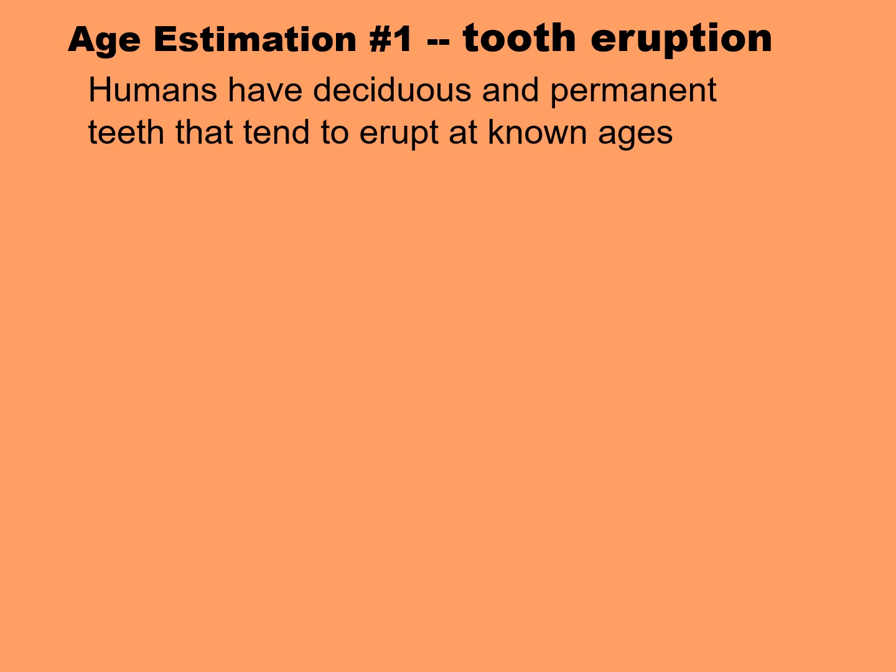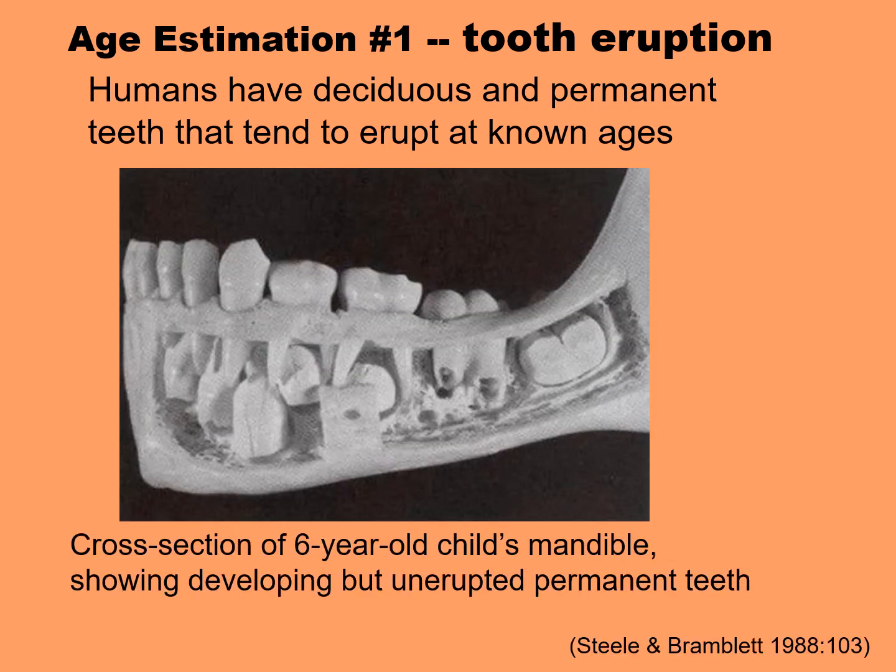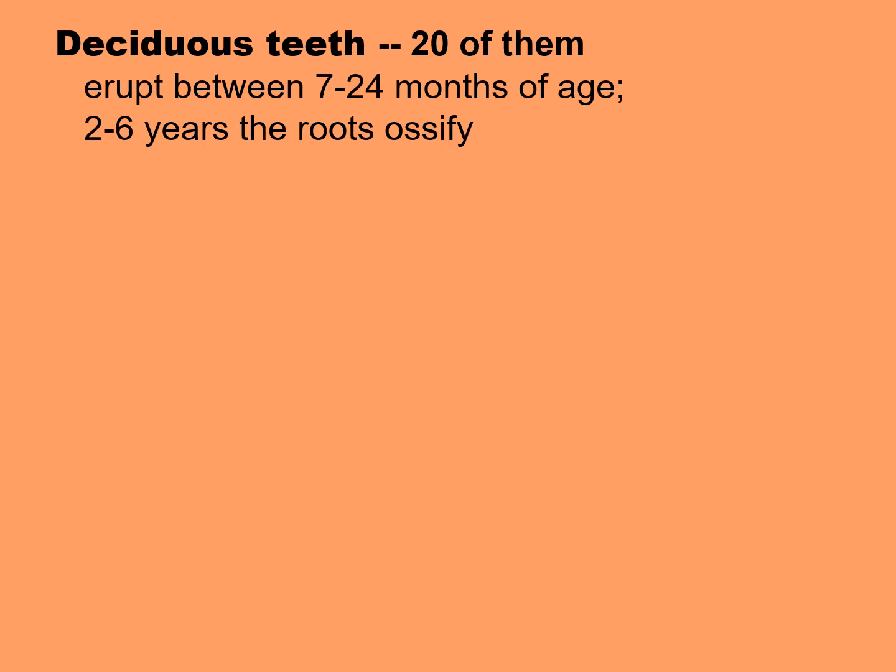Humans have deciduous and permanent teeth that tend to erupt at known ages. Here is a cross-section of a 6-year-old child's mandible showing that the deciduous teeth are erupted here, but the permanent teeth are still inside the jawbone and haven't yet pushed up through, pushing out the deciduous teeth. We have 20 deciduous teeth, which tend to erupt between 7 to 24 months of age. Now, of course, we've all met some infants born with teeth, but generally speaking, these teeth don't come up until 7 months old at the earliest.